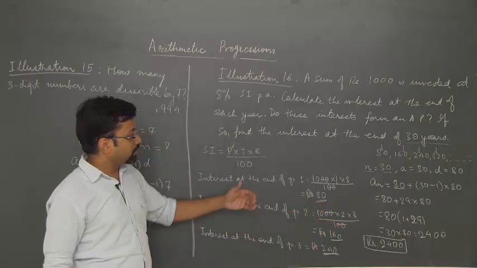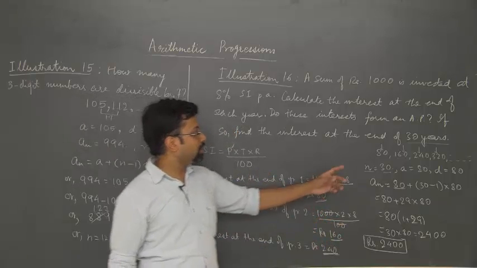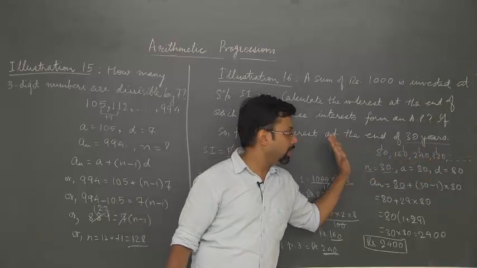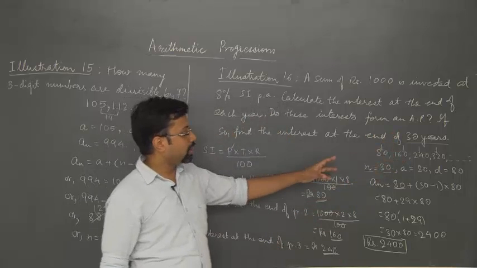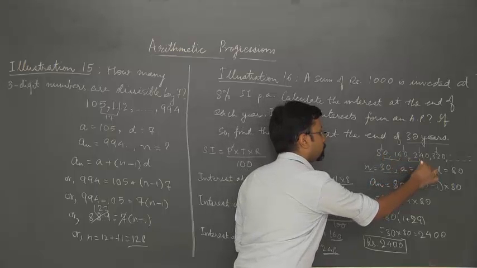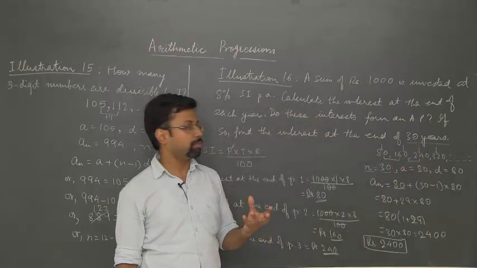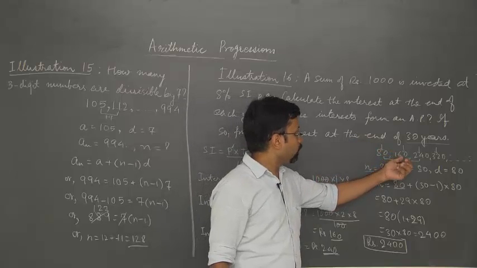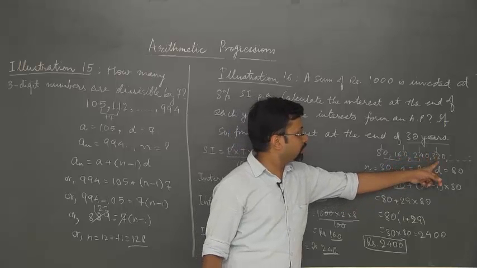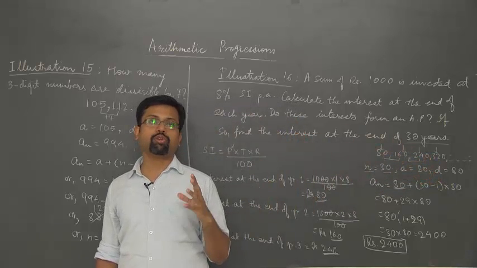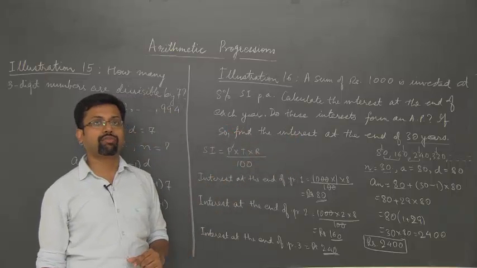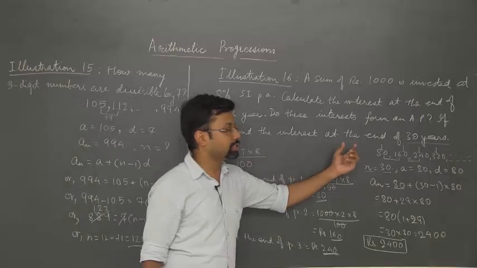So we observe that the interest at the end of each year comes out to be 80, 160, 240, 320 and so on. Now to figure out whether this is an AP or not, we find the difference between any two consecutive terms. It has to turn out to be a constant, fixed number. So 160 minus 80 is 80, 240 minus 160 is 80, 320 minus 240 is 80. So the difference always remains as 80. Hence, the interests at the end of each year form an AP with common difference 80.